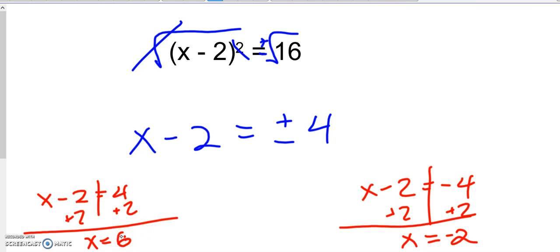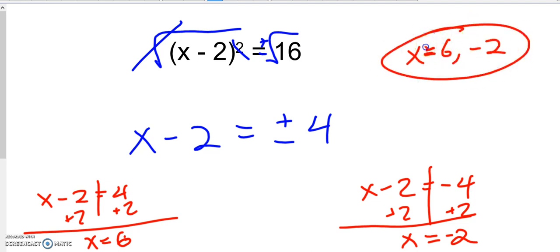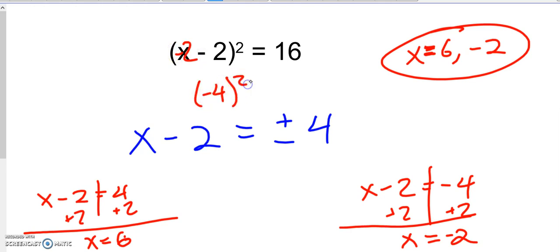So x could be 6 or x could be negative 2. Those would be our two possible answers right there. And you could plug those in and see that they work out. If you want to check your answer, you can even do it with the irrational ones. It's not that bad. But for instance, if you take 6 and plug it in, 6 minus 2 is 4, and 4 to the second is 16. You can do that too with the negative 2. Negative 2 minus 2 is negative 4, and to the second means negative 4 times negative 4, which does give us that 16. So quick little checks you can do.